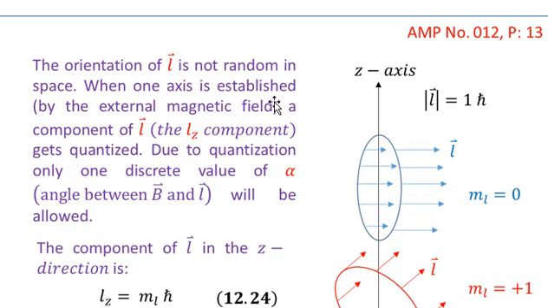When one axis is established by the external magnetic field, a component of L, which we regard as the Lz component, gets quantized. That is, it has a fixed magnitude and also a fixed direction. This is the meaning of quantization. Due to quantization, only one discrete value of alpha, that is the angle between B and L, will be allowed. So only one angle of alpha will be allowed. And then the vector L will have its magnitude, which is represented by Lz, that can be measured, which we record as the Lz component.